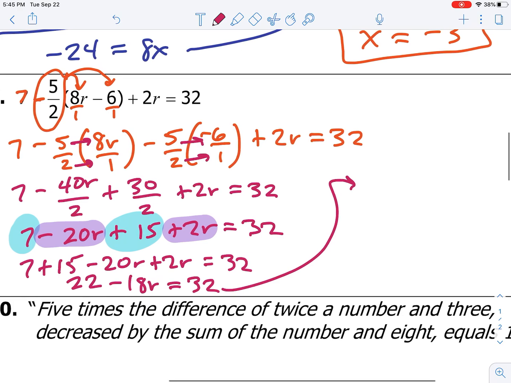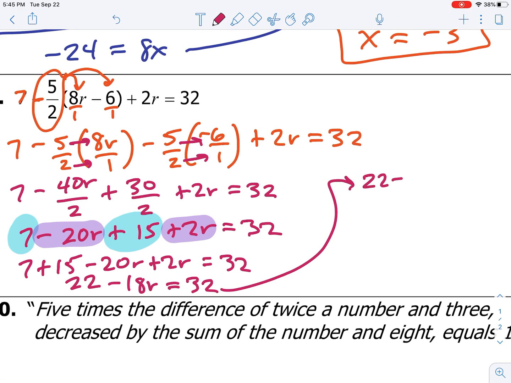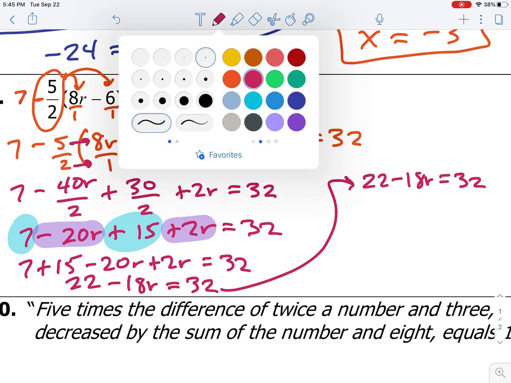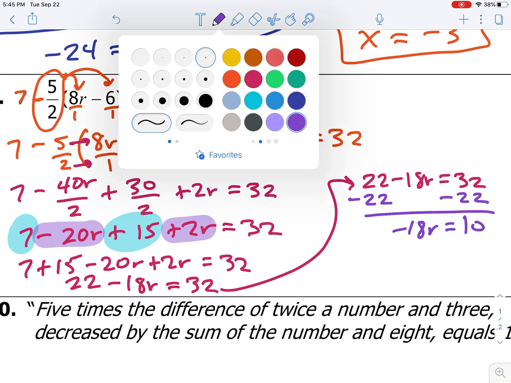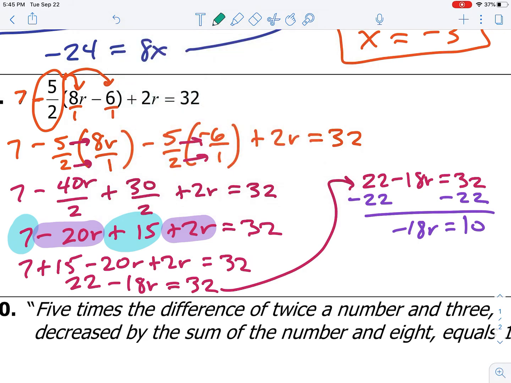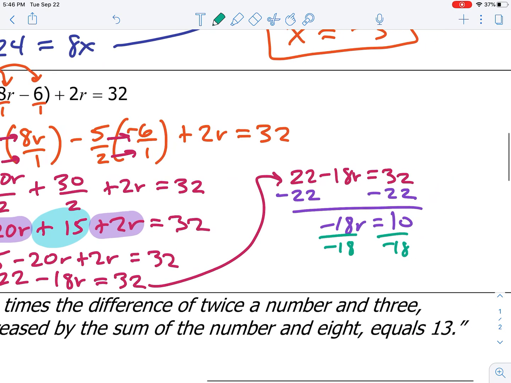From here, all we have left to do is solve. What's our first step in solving? Our first step in solving is to subtract 22 from both sides. From here we have negative 18r equals 10. What's our last step in solving? Our last step in solving is to divide both sides by negative 18. So we find out that r is 10 over negative 18.